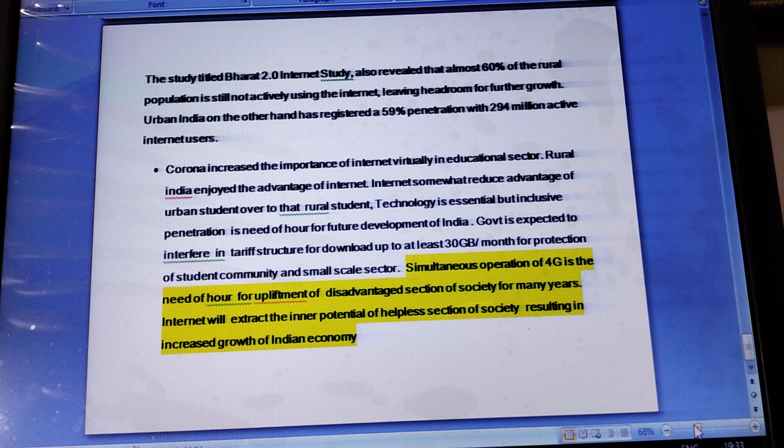The economy of India will grow, employment and other aspects will increase, because the internet is a medium through which innovation can increase. Innovation can increase, which means you can extract more talent from the disadvantaged sections of society. Overall, India's economy and social structure will improve if internet penetration at low cost reaches rural India and poor people from urban India.